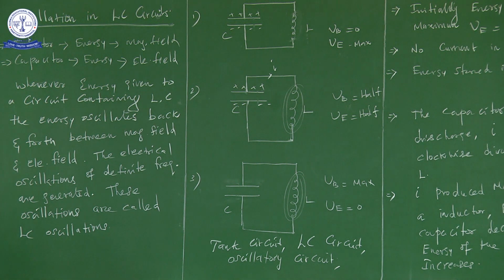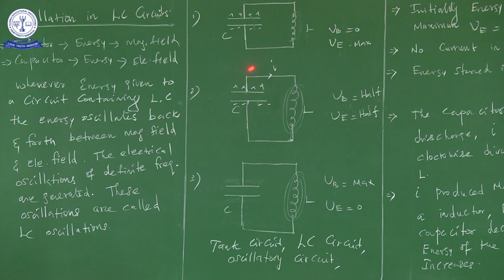So the magnetic field energy is zero. Why? Because across the inductor there is no energy. But the capacitor is fully charged. Fully charged means the energy of the electric field will be maximum. So the magnetic field energy is zero, and the electric field energy is maximum initially.